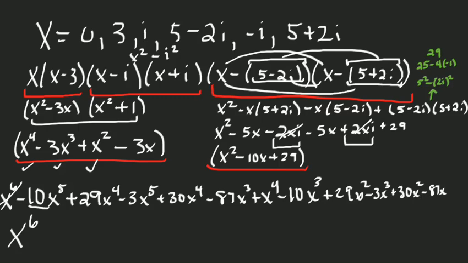I got x to the 5th here. Got one here. And, is that it? Yeah, that's all. So I got negative 13x, so it's going to be minus 13x to the 5th. Got those. Okay, let's do the 4th. So I have 29, I have 30, and I have 1. So that's easy. That's 60. So plus 60x to the 4th.